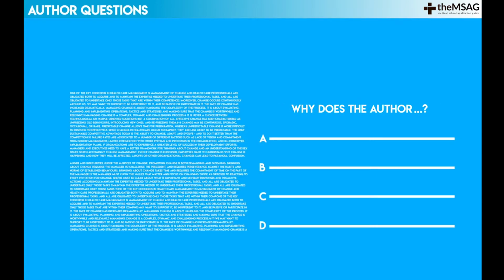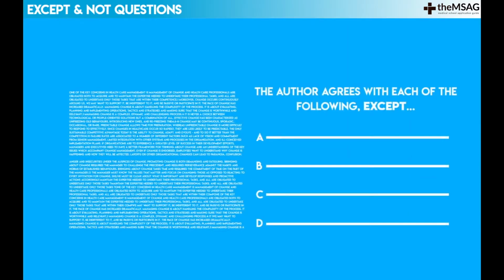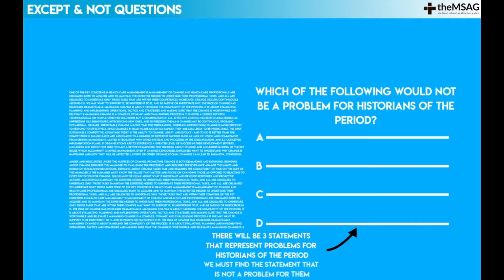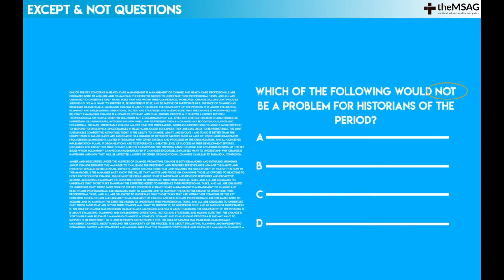Next, except and not questions. Here, the trick is simple. You must spot those words, which will be in bold in the question. For example, the author agrees with each of the following except. So now we're looking for the statement that the author disagrees with. Or which of the following would not be a problem for historians of the period. Here, there will be 3 statements that represent problems for historians of the period, but we must find the statement that is not a problem for them, using our knowledge of the text. Missing those not or except words can mean an entirely wasted question.